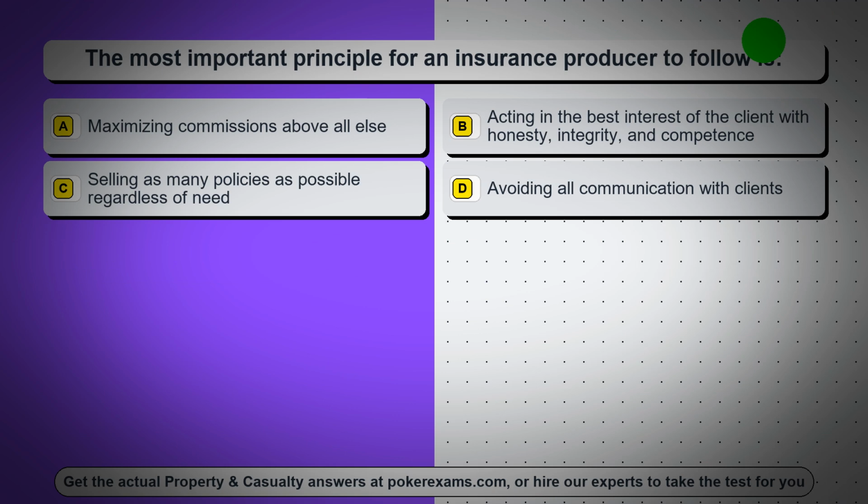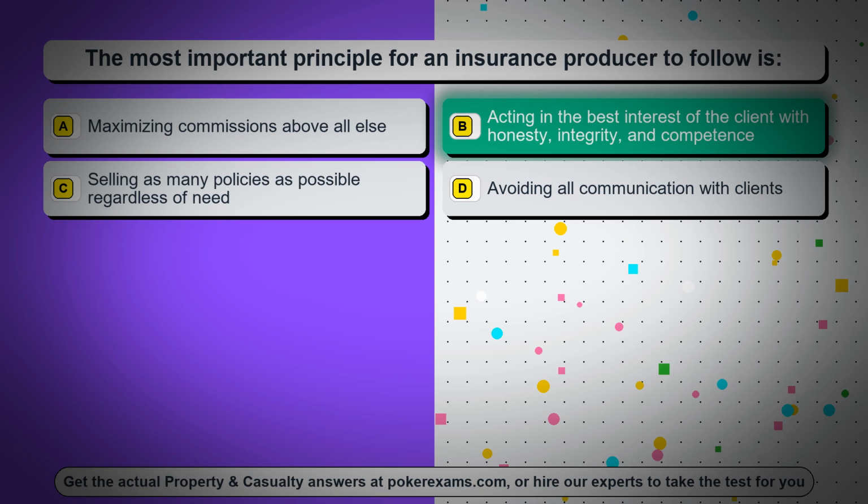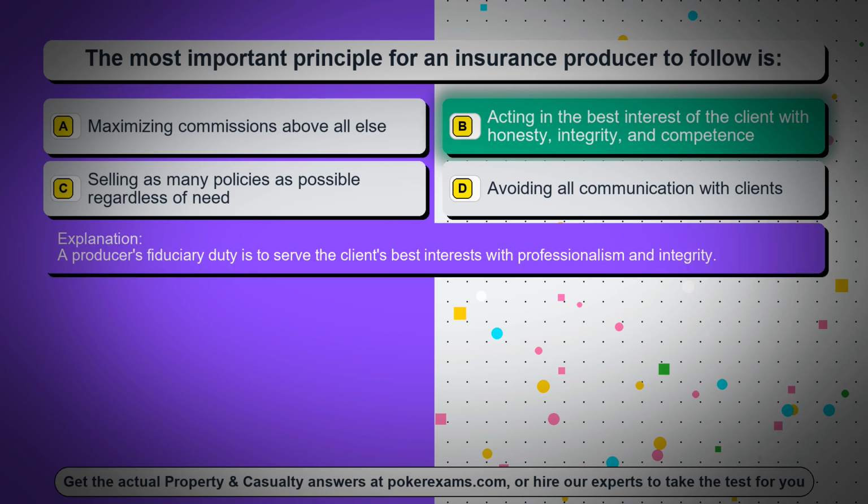Question 27. The most important principle for an insurance producer to follow is: Option A. Maximizing commissions above all else. Option B. Acting in the best interest of the client with honesty, integrity, and competence. Option C. Selling as many policies as possible regardless of need. Option D. Avoiding all communication with clients. The correct answer is option B. Acting in the best interest of the client with honesty, integrity, and competence. A producer's fiduciary duty is to serve the client's best interests with professionalism and integrity.